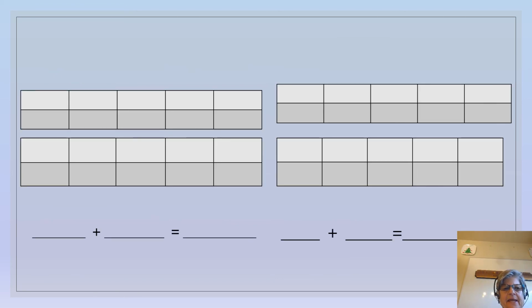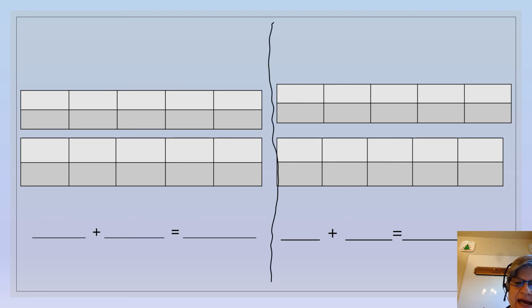Okay, here we have some 10 frames. Now this is the way you're used to seeing a 10 frame. I'm going to draw a line right down the middle so you don't get mixed up, okay? Because these are two different problems. Let's look on the left-hand side first. And we see two 10 frames, right?